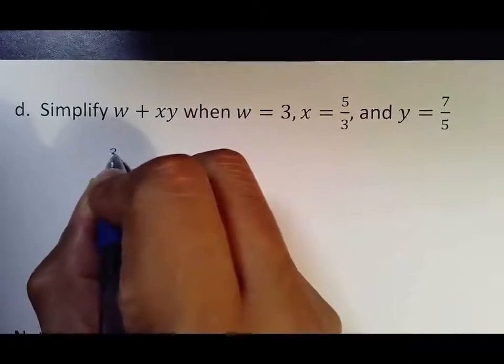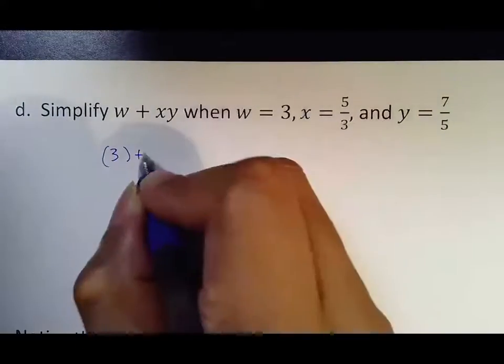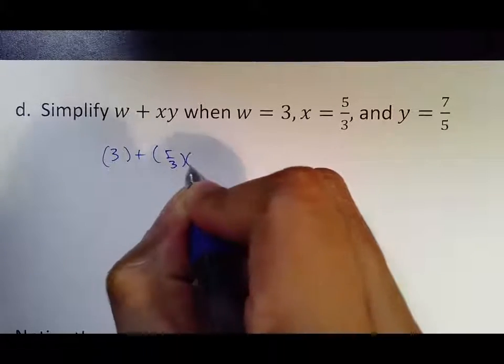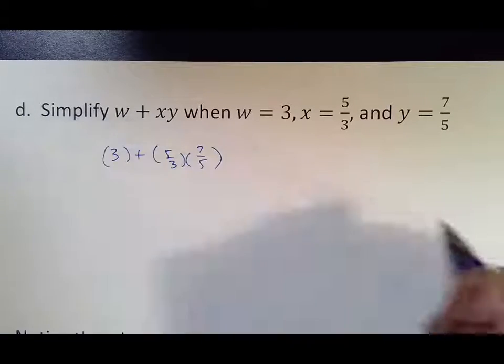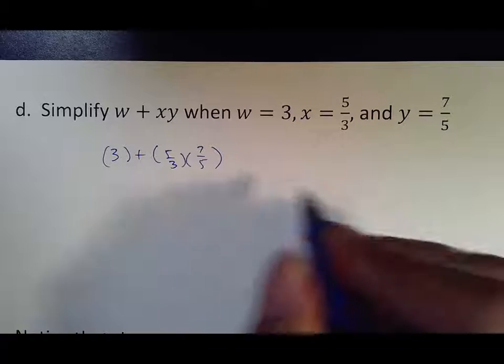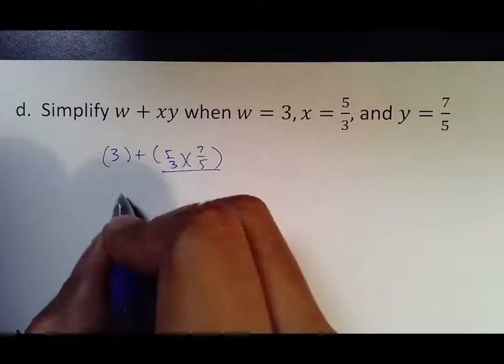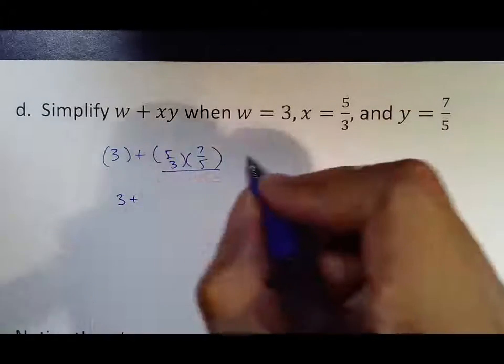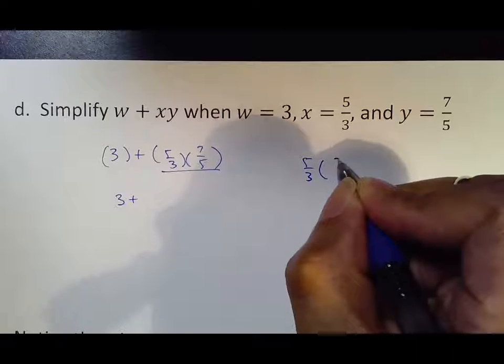Same thing with this one, as we saw earlier. W is 3 plus 5/3 times 7/5. This gets done first because it's multiplication. So bring down your 3. We have to now do 5/3 times 7/5.